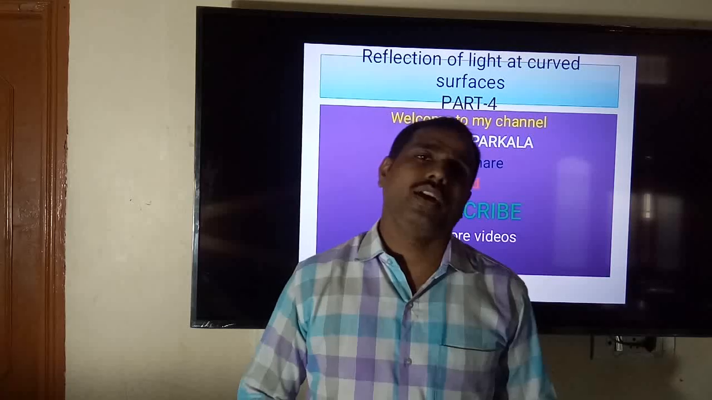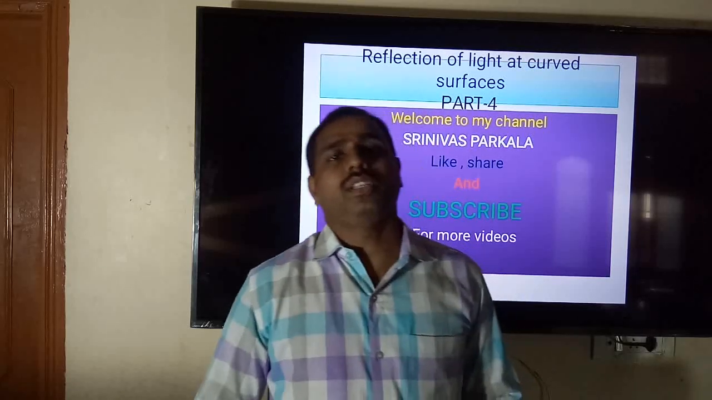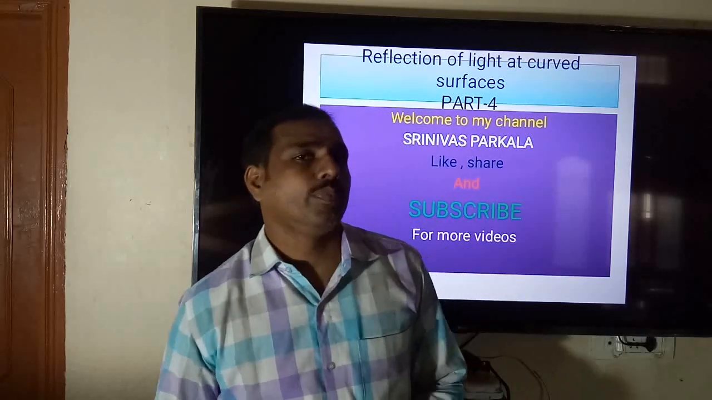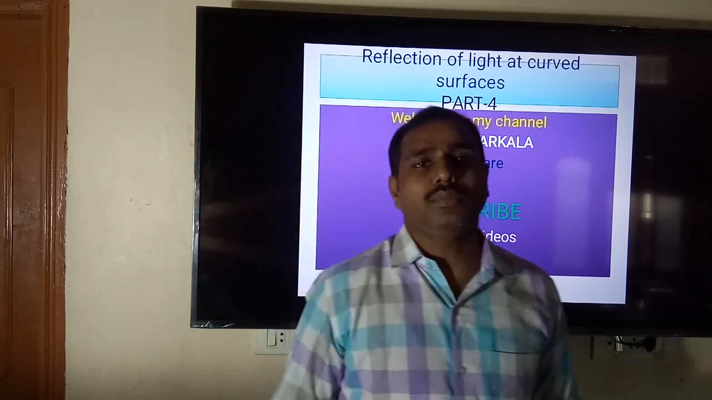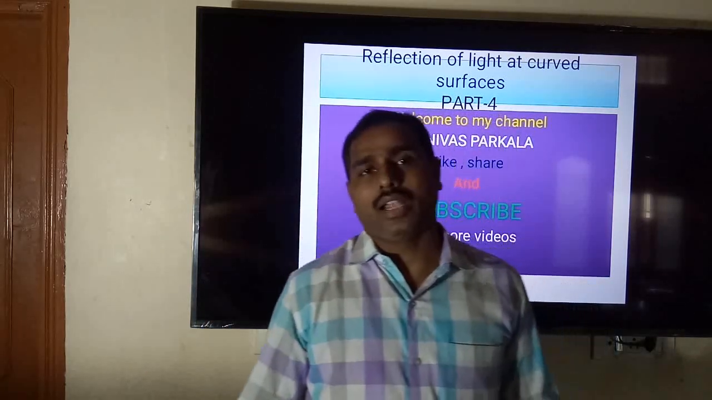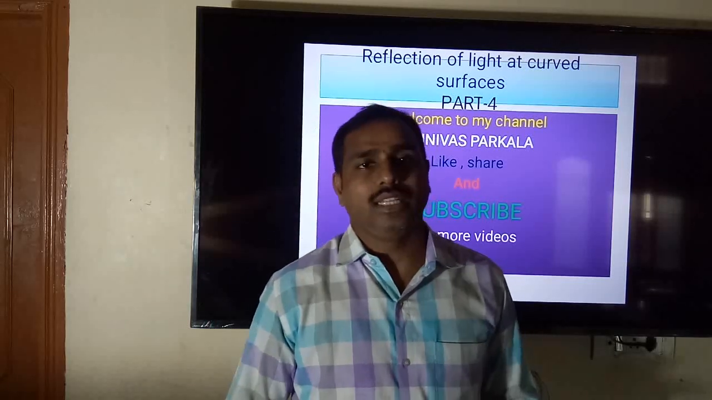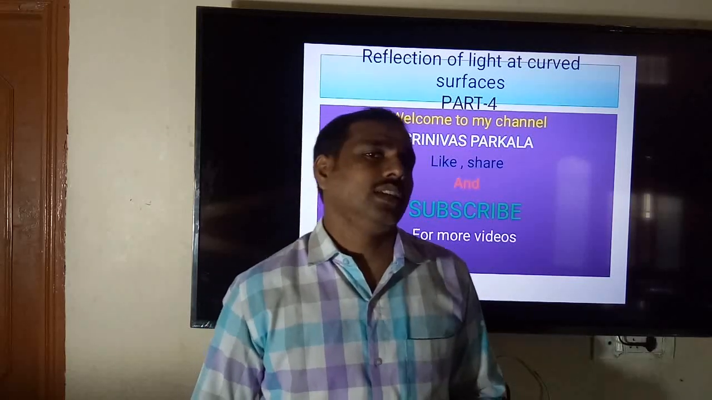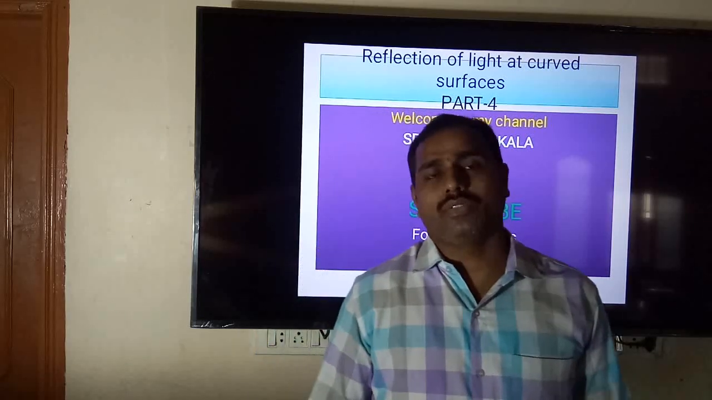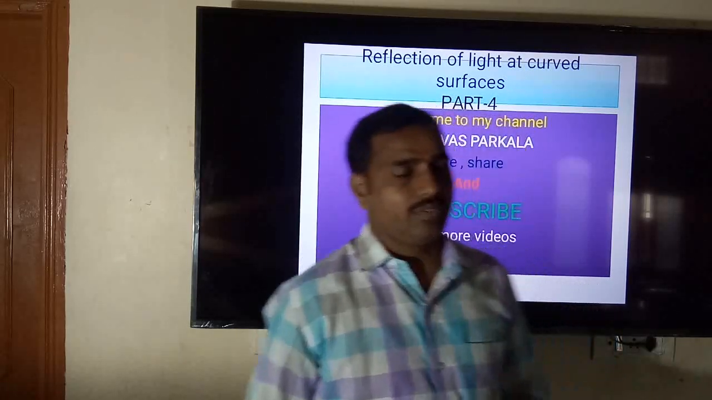We know that the mirror formula is 1 by f equals 1 by v plus 1 by u. It tells us a relation between focal length, object distance and also image distance. These three have a relation, that is 1 by f equals 1 by v plus 1 by u. This we call the mirror formula.